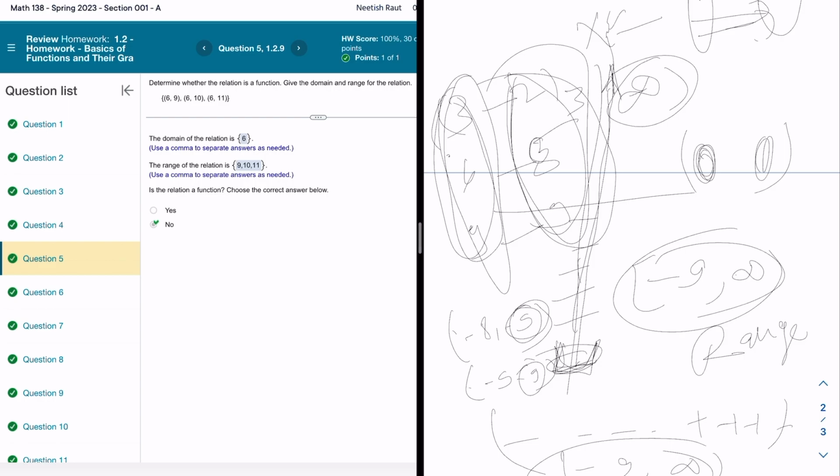Determine the domain and range. It's the same thing, it's up to you. So the domain is first 6, 6, 6, all the same, so only one 6, that is our domain, and the range is 9, 10, 11.